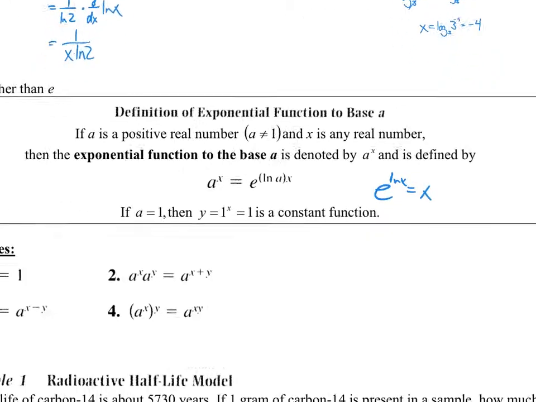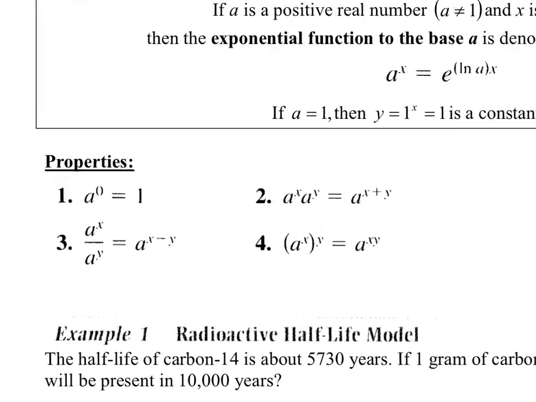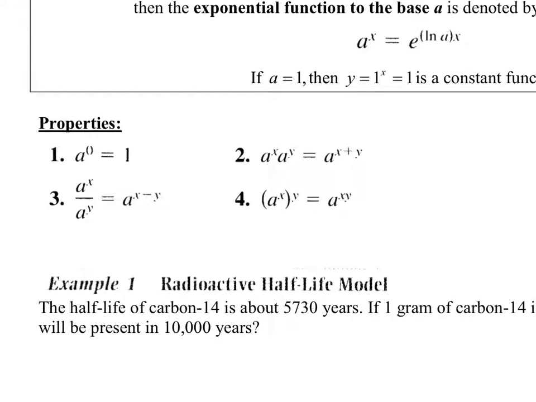We already looked at derivative of a log. So just remember our properties here. Anything to the 0 is 1, as long as it's not 0 to the 0. Okay? If I have a to the x over a to the y, I can subtract the exponents, a to the x minus y. If I'm multiplying, I can add the exponents. And if I'm raising a power to a power, I multiply those exponents.